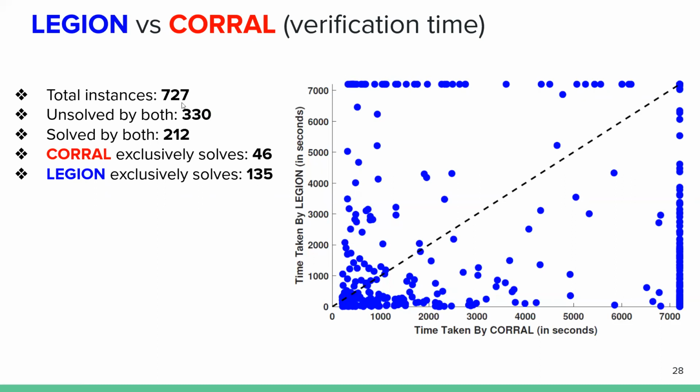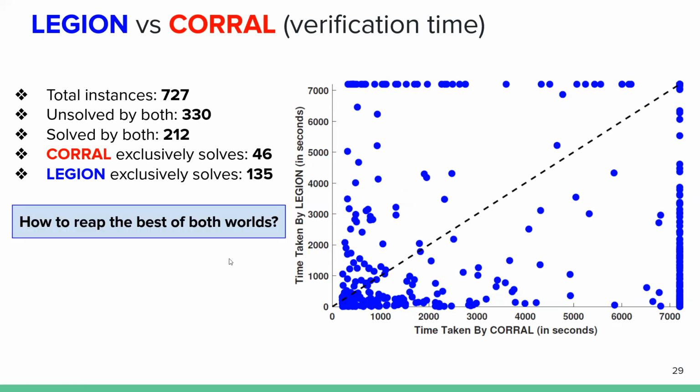So we had a total of 727 instances. Out of the 727, 330 were not solved by any of these tools within 2 hours. And there were 212 instances which were solved by both the tools. Coral exclusively solves these 46 instances, whereas Legion exclusively solves these 135 instances. Now, looking at the scatter plot, it seems that there are a lot of instances on which Coral struggled, but Legion solved very easily. And again, there are a lot of instances on which Coral performed very well. It verified them very fast, but Legion could not.